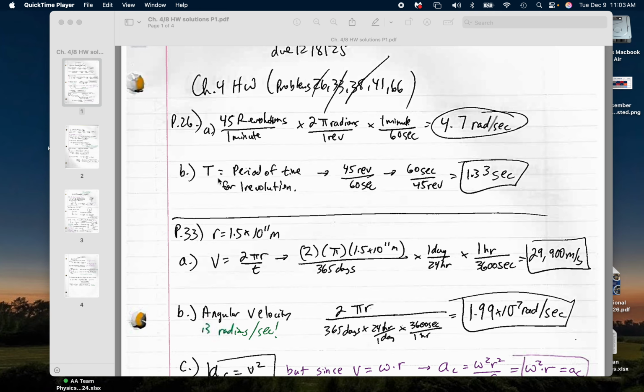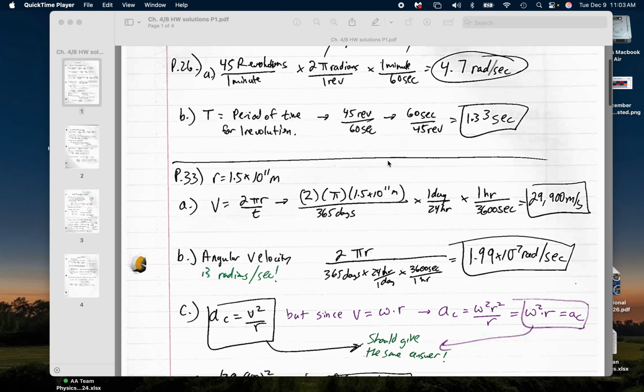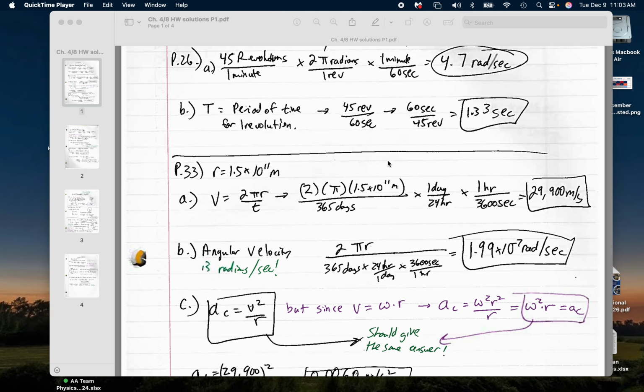The period of revolution is essentially, if I get 45 revolutions over 60 seconds, then that's 60 seconds over 45 revolutions. That's 1.33 seconds per cycle. You could have also taken 6.28 radians divided by 4.7 radians per second, because 6.28 radians is 2 pi radians. That's 1 full circle as well.